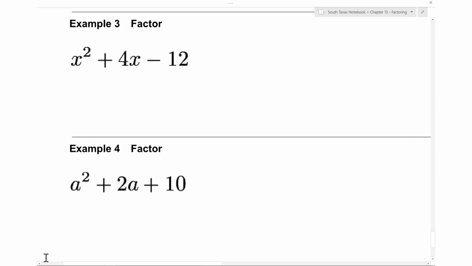So we're going to factor this trinomial, and what we're going to do is look at the last term. It's negative 12. We're going to come up with a table and list some factors for negative 12. We have negative 12 times 1. We have 12 times negative 1. We have 6 times negative 2. And we have negative 6 times 2.